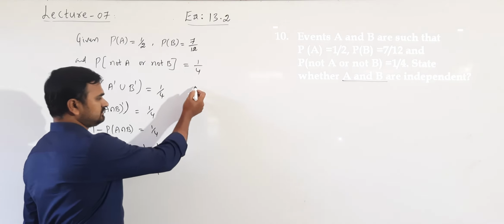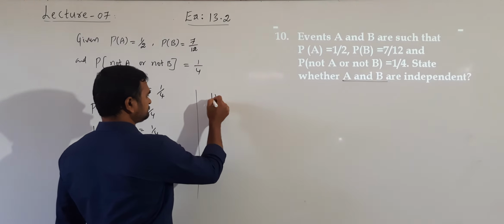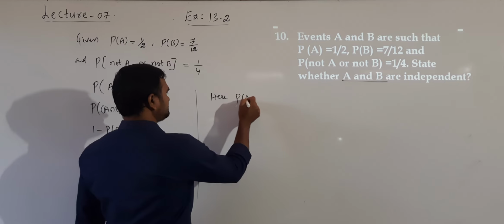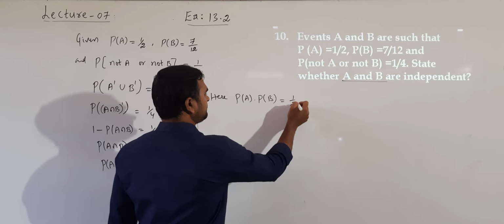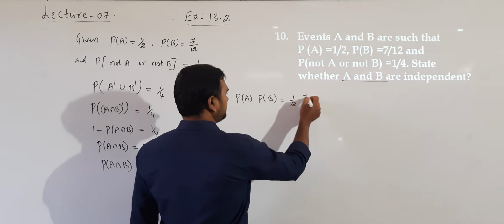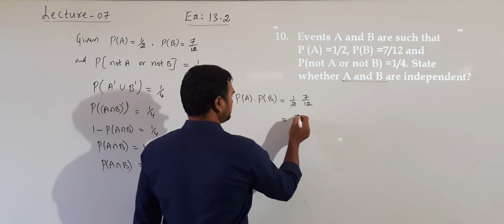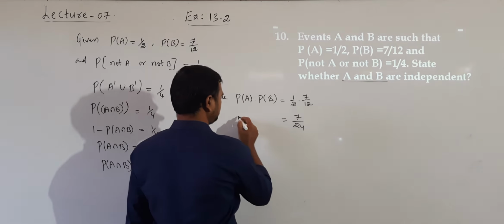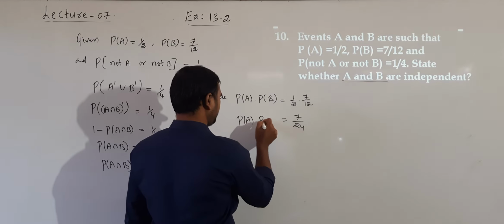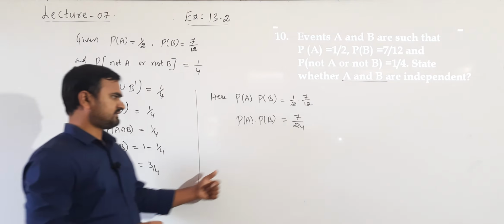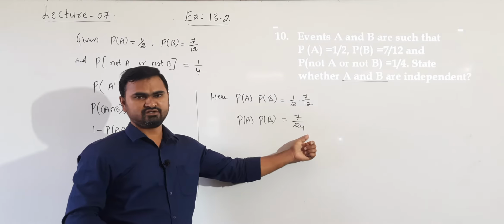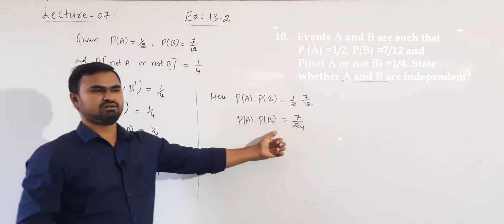Now see, is it equal to P of A into P of B? Here what is P of A into P of B? Probability of A is 1 by 2 into 7 by 12. Product is 7 by 24. P of A intersection B is 3 by 4, whereas P of A into P of B is 7 by 24. Are they equal? They are not equal.